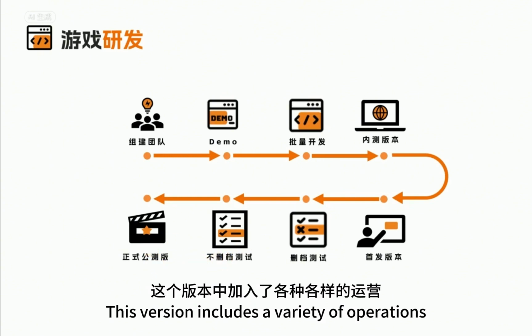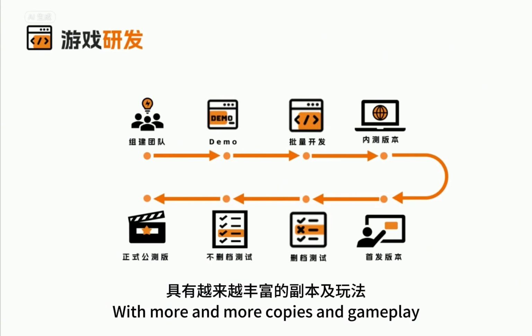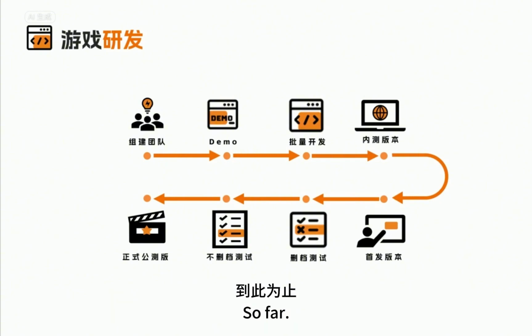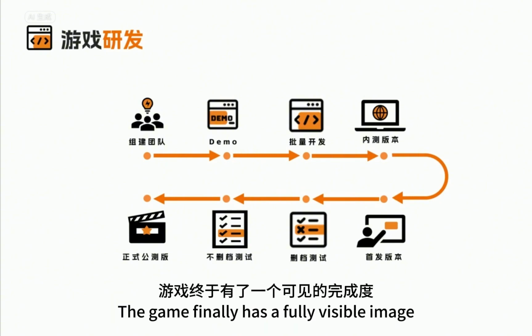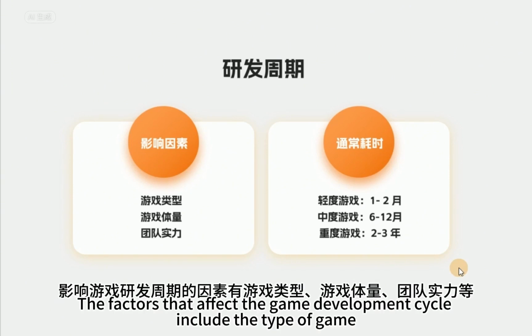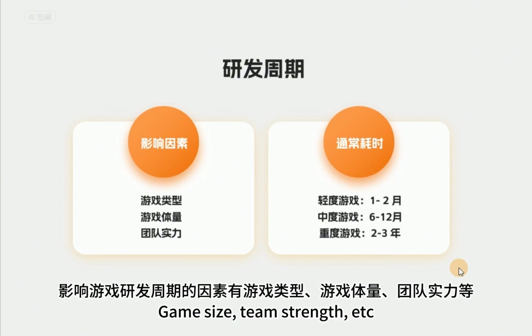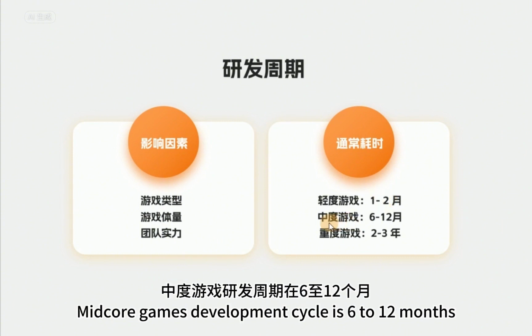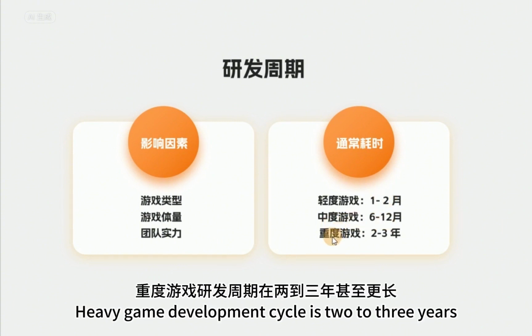This version includes a variety of operations, with more and more copies and gameplay. Have the planning and implementation of the later stage of game growth. So far, the game finally has a fully visible image. Usually, the factors that affect the game development cycle include the type of game, size, team strength, etc. In general, the development cycle of light games is 1 to 2 months. Mid-core games development cycle is 6 to 12 months. Heavy game development cycle is 2 to 3 years.